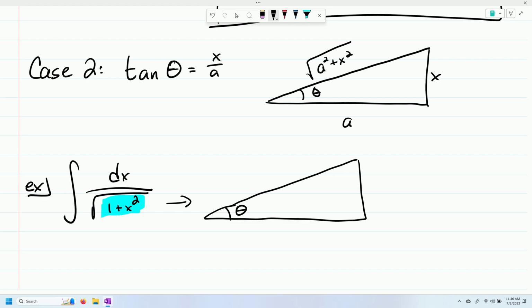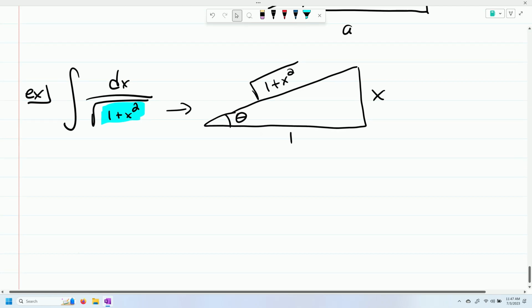Anyways, looking at this, tangent theta is going to equal opposite over adjacent. So the opposite is going to be x, and then adjacent is going to be 1. Therefore, the hypotenuse will be the square root of 1 plus x squared. So we kind of have everything we need to solve this problem efficiently. So let's go ahead. We're going to make our substitutions.